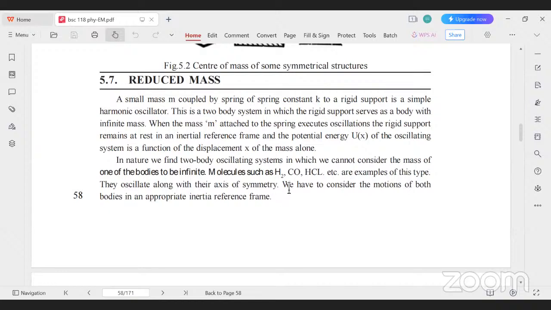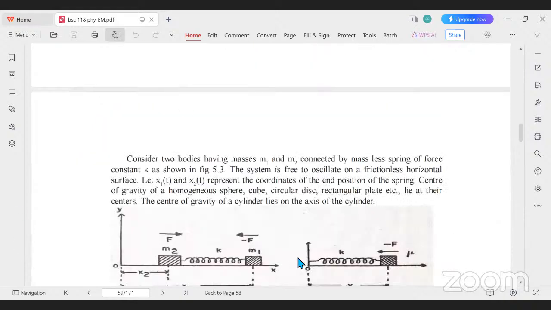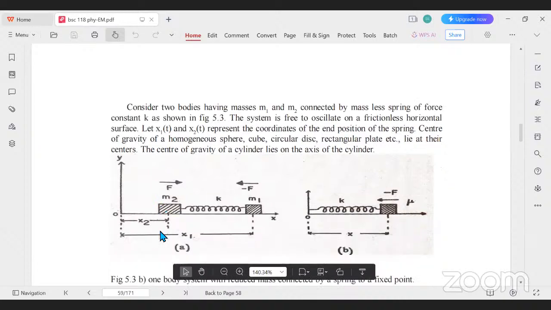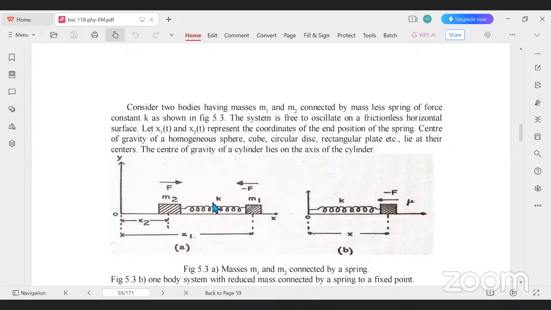Molecules such as H2, CO, HCl, etc. are examples of this type. They oscillate along their axis of symmetry. We have to consider the motion of both bodies in an appropriate inertial reference frame. Means we have the masses M1 and M2, and I have added a spring to that. That is K. If the force is applied from M2 to M1, the force which is coming in this way will be negative, and this will be the positive force.